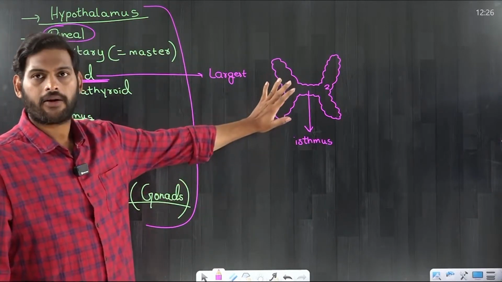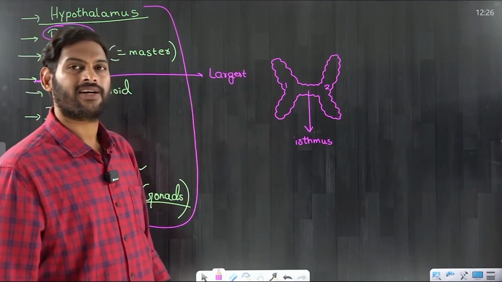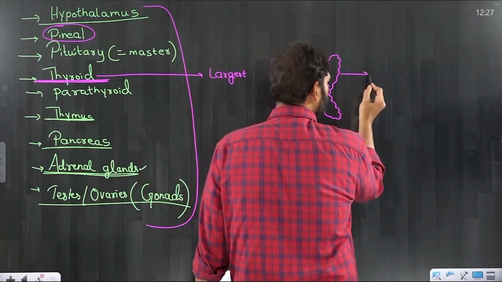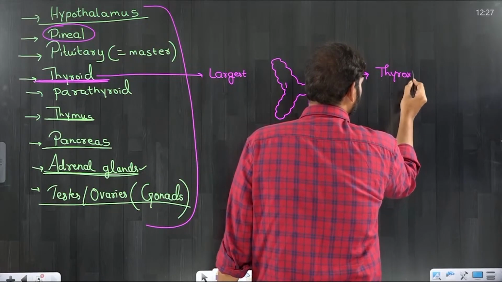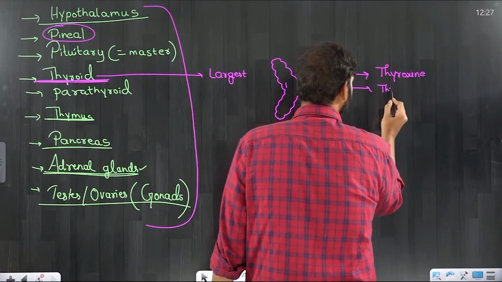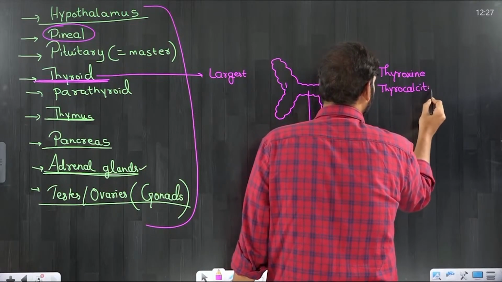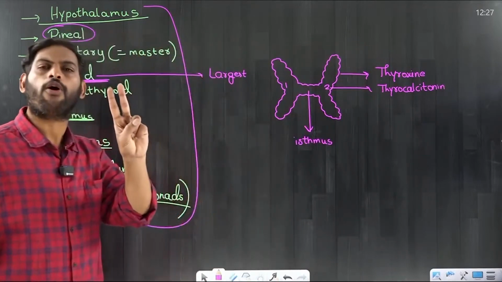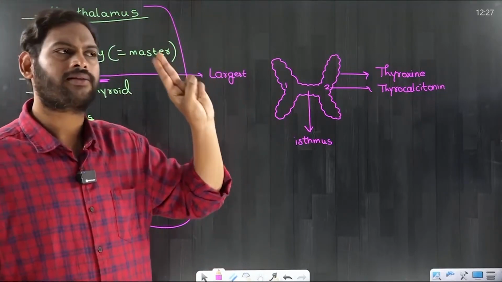Guys, the thyroid gland is one of the most vital glands of mammals because the thyroid gland can secrete two types of hormones. It secretes thyroxine and one more hormone, thyrocalcitonin. There are two hormones coming out of the thyroid gland, thyroxine and thyrocalcitonin.